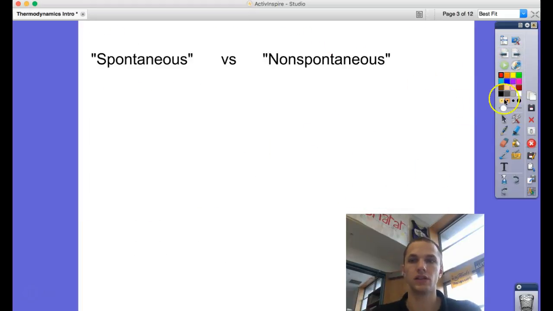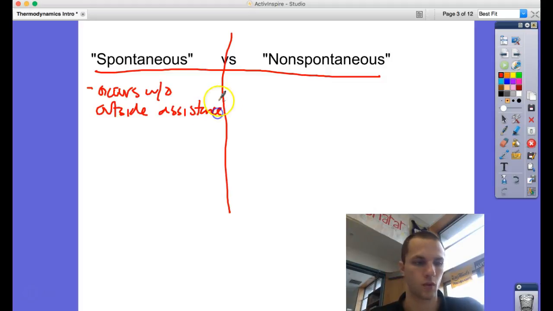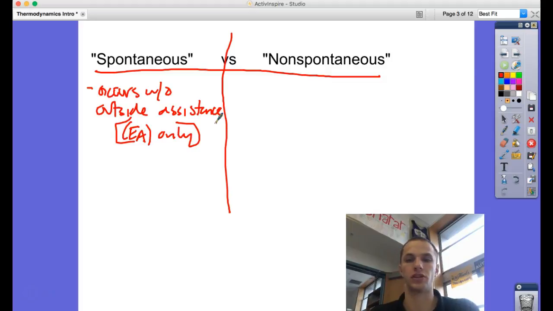What that's going to lead us into is allow us to predict whether reactions are spontaneous or non-spontaneous. So this is two new vocabulary words for us. Spontaneous. If a reaction is spontaneous, that means it occurs without outside assistance. Okay? Without outside assistance. The activation energy only. Okay? Remember, all reactions need some energy to start.